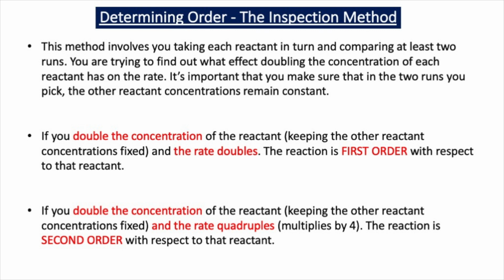If you double the concentration of the reactant, keeping the other reactant concentrations fixed, and the rate doubles, this reaction is first order with respect to that reactant. And if you double the concentration of the reactant, keeping the other reactant concentrations fixed, and the rate quadruples, so in other words multiplies by 4, the reaction is said to be second order with respect to that reactant.